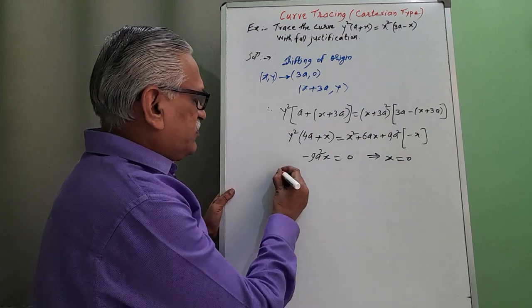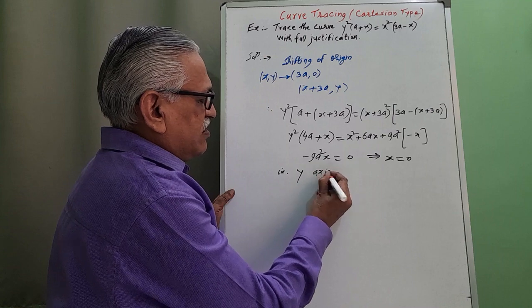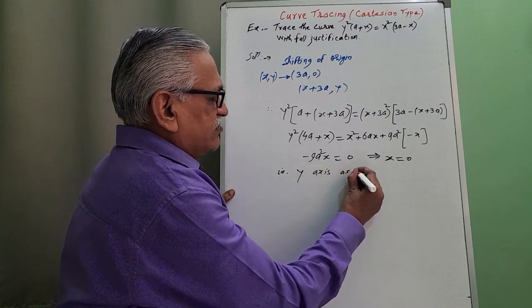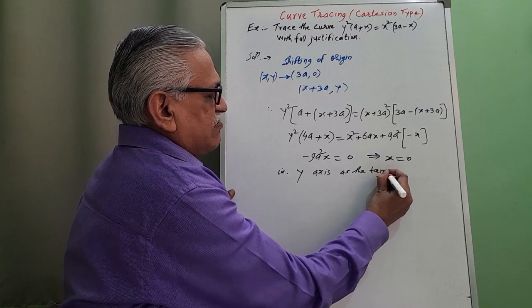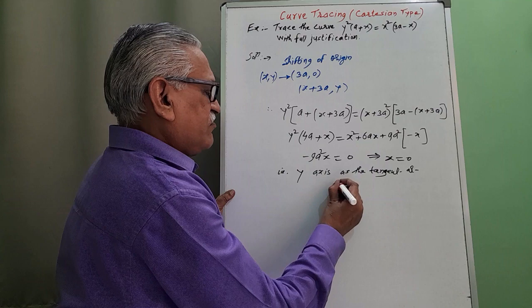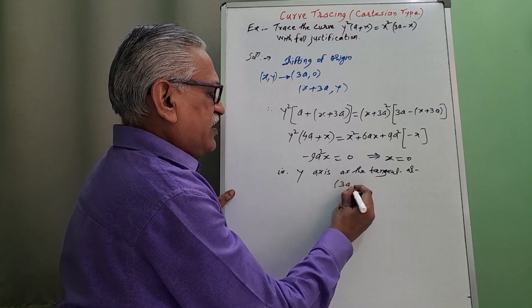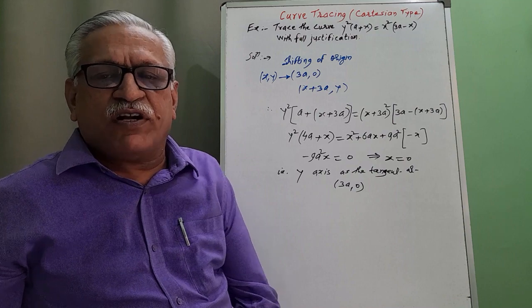X equal to 0 means y-axis as the tangent at that point 3a, 0. This is point number 3.